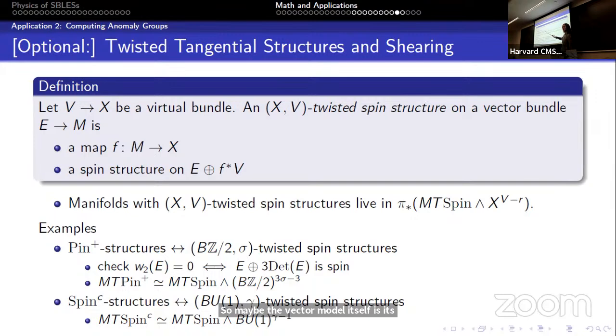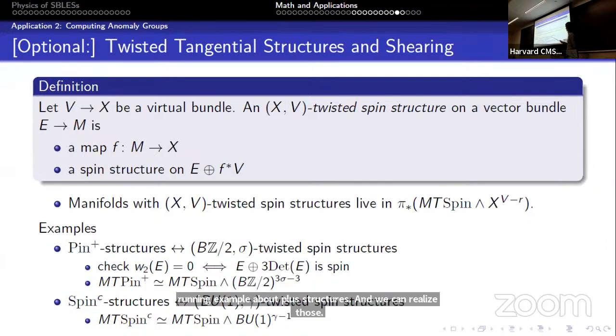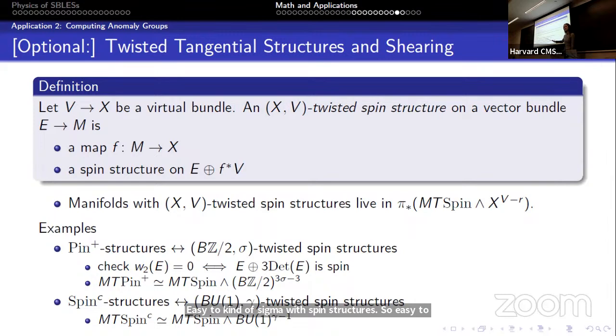So here are two examples. Throughout the running example we've been talking about Pin+ structures, and we can realize those as (BZ2, sigma) twisted spin structures. BZ2 is the classifying space for the group Z2. It looks like RP infinity. And sigma is the sign representation. It looks like the tautological bundle over RP infinity. You have to prove this, but Pin+ structures are equivalent to (BZ2, sigma) twisted spin structures. And we use that when we are computing this map of spectra.